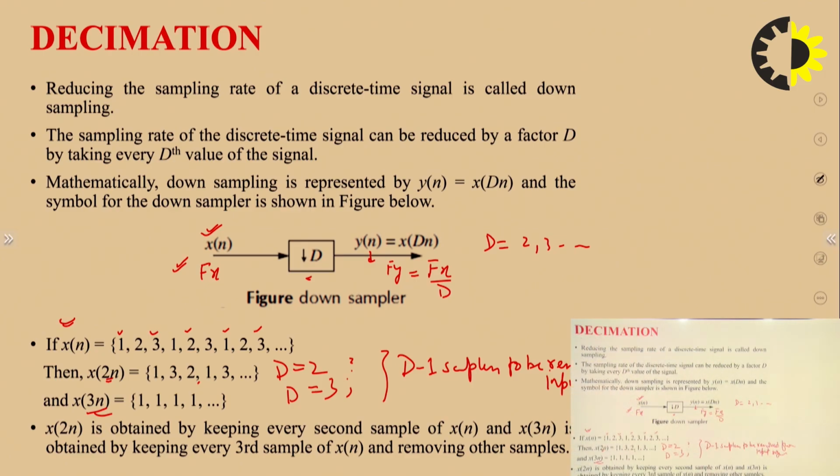So you can see x2[n] is obtained by keeping every second sample of x[n], and x3[n] is obtained by keeping every third sample of x[n] and removing other samples. So this is how a downsampler works. So now what is the difference between a downsampler and a decimator?